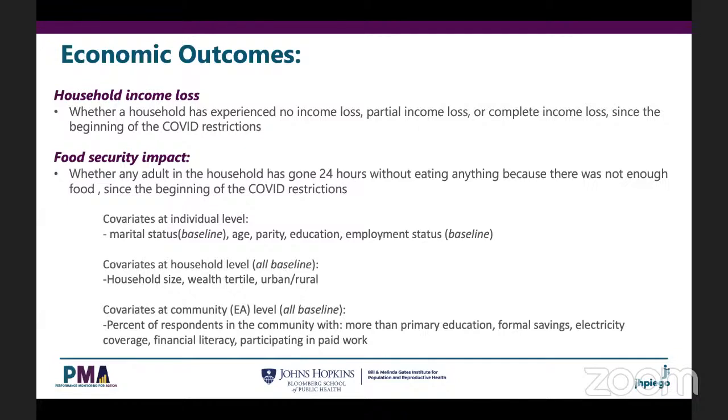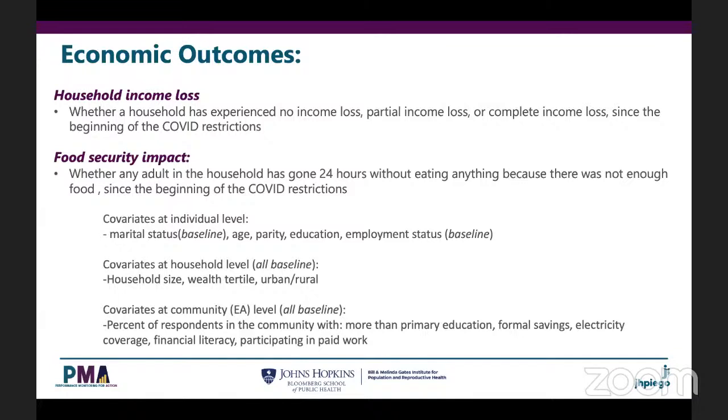Let me just make two quick comments about the measurements and the timing. Unless I've marked it here as a baseline measure, everything here was measured at the time of the COVID survey. And I guess the main thing to point out is that the household wealth measurement was actually a baseline measure, not measured at the same time that we were measuring income loss.